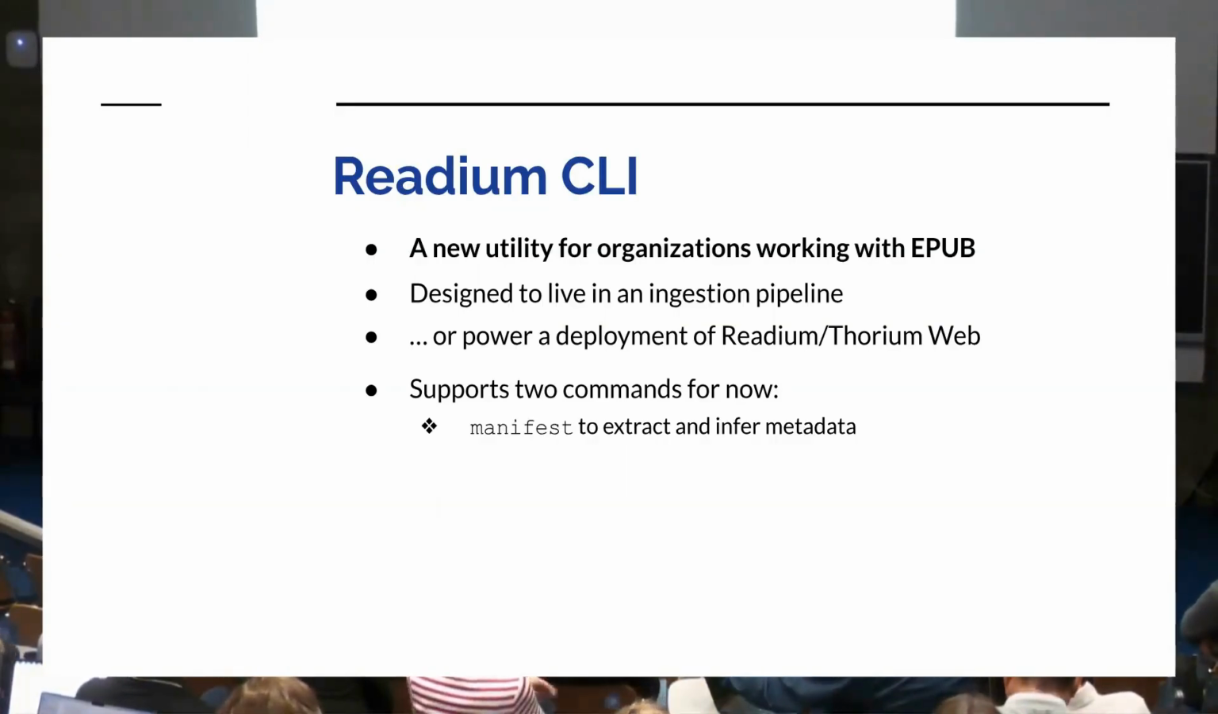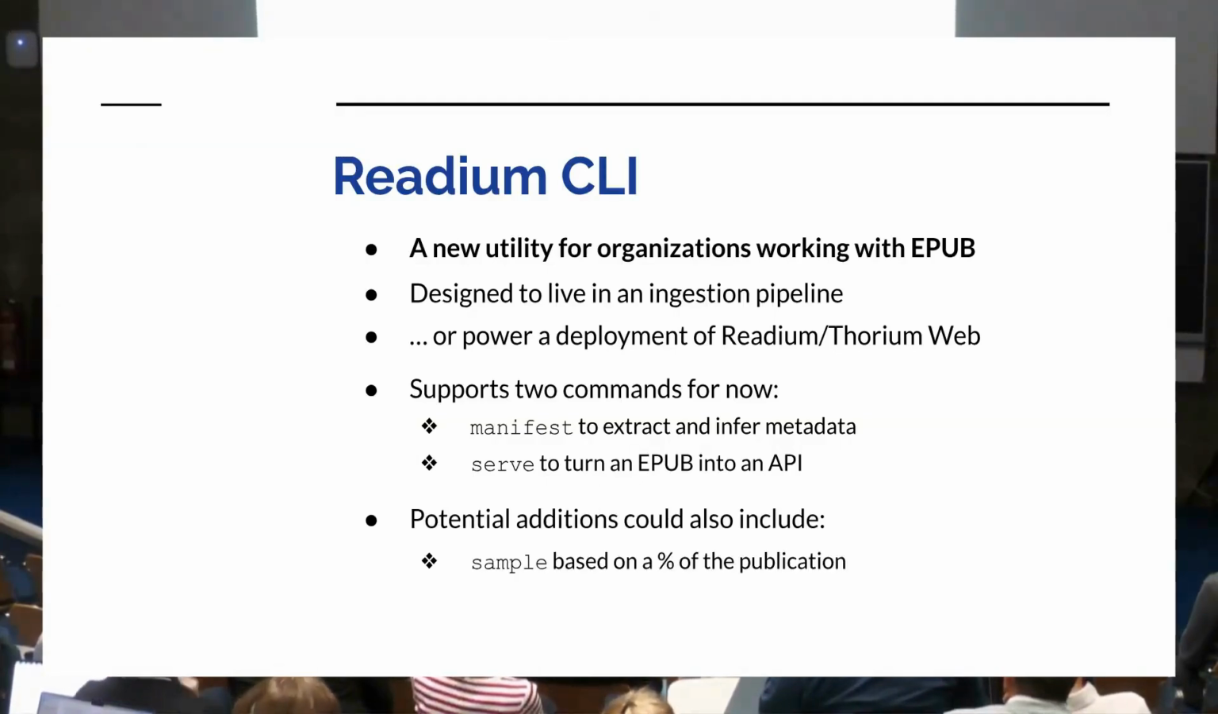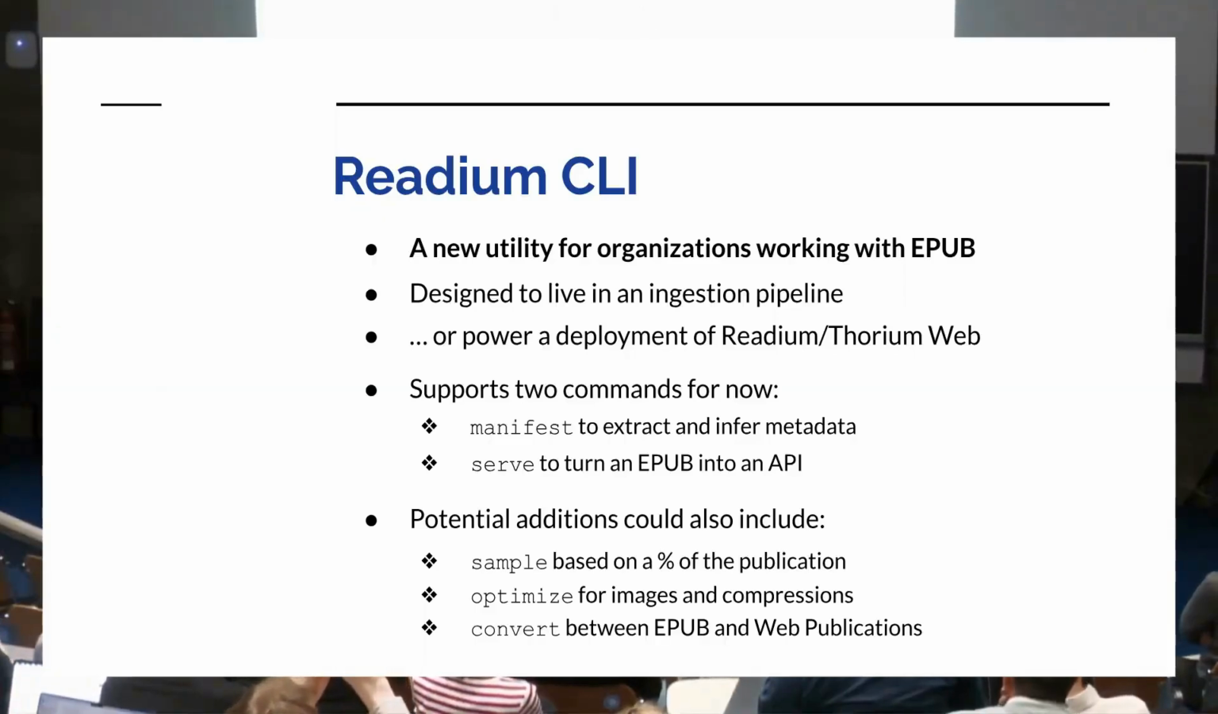The manifest command allows you to extract and infer metadata. That's very useful, for example, if you want to assess the situation of your backlist. There could be a lot of accessibility metadata that you don't have in your database, but that lives in your EPUBs. So you can use it for that. And the other one, serve, is also useful for Readium and Thorium Web. We're also considering three things in the future: generating samples, optimizing files, and converting back and forth between EPUB and web publication. So more on that next year.